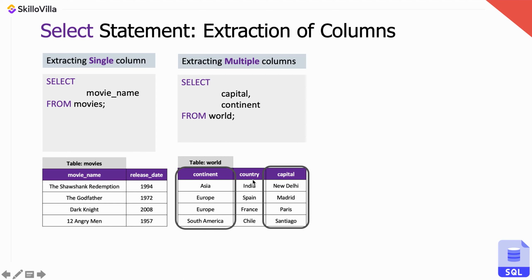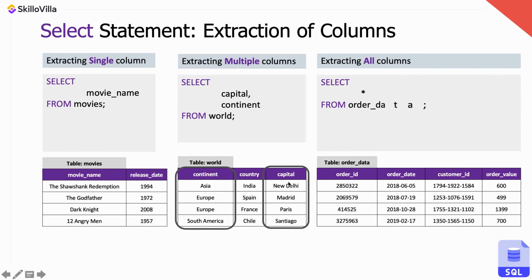But let's say I want to pull all columns from a large table. We cannot keep writing all the column names after the select statement. Fortunately, we have a more straightforward way to pull all the columns. All we need to do is put an asterisk after select. It pulls all the columns from the table.